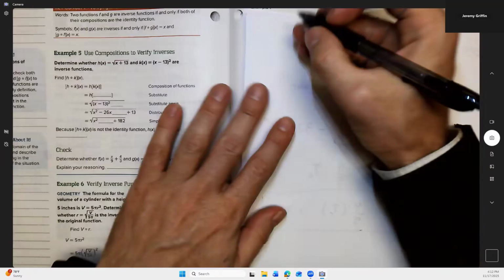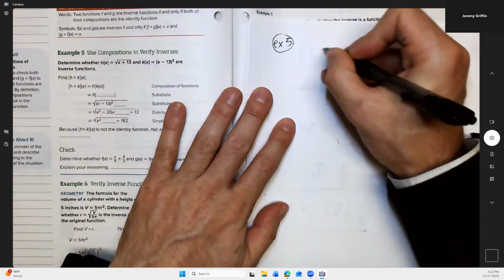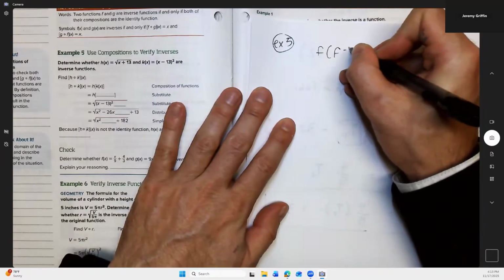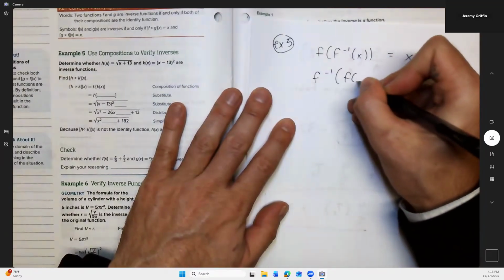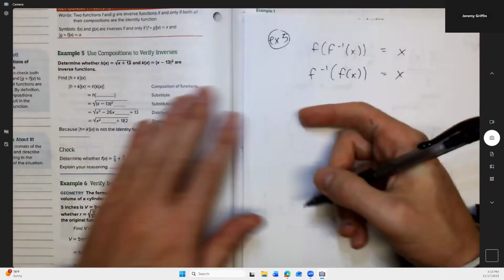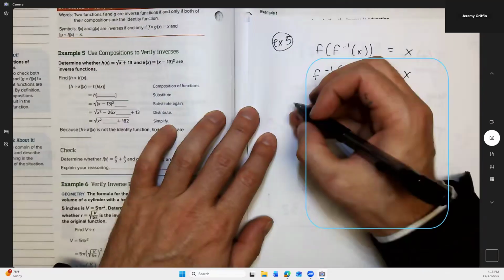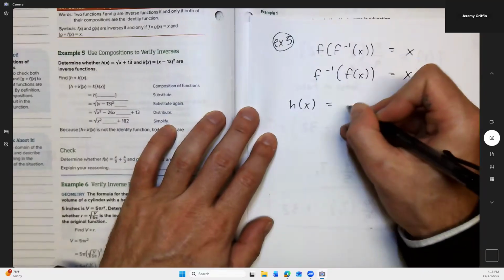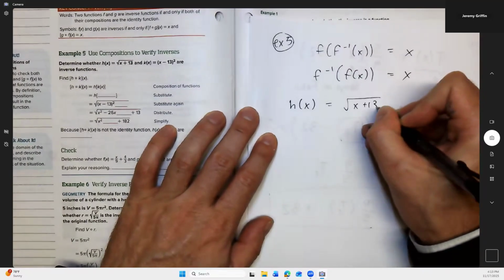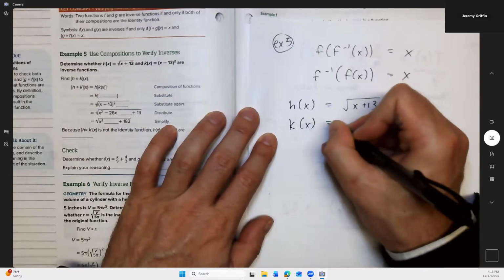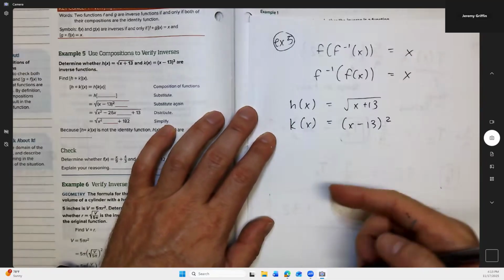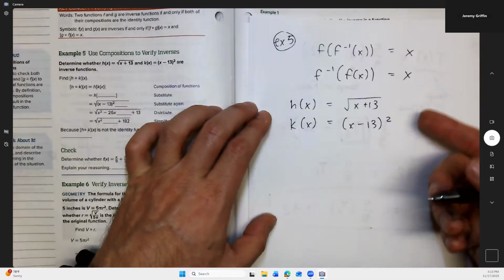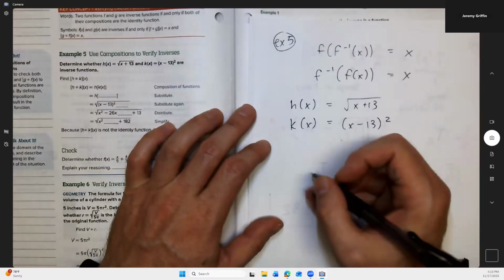Use compositions to verify inverses. This is what I did with you guys earlier, Example 5, where I said if you take f of f inverse of x, you should get x, and vice versa. If you take f inverse of f of x, you should also get x. So let's do their example here. They're saying h of x is the square root of x plus 13, and k of x is (x minus 13) quantity squared. Now, are those inverses? Well, let's take one function of the other function and see if it comes out to x both ways.